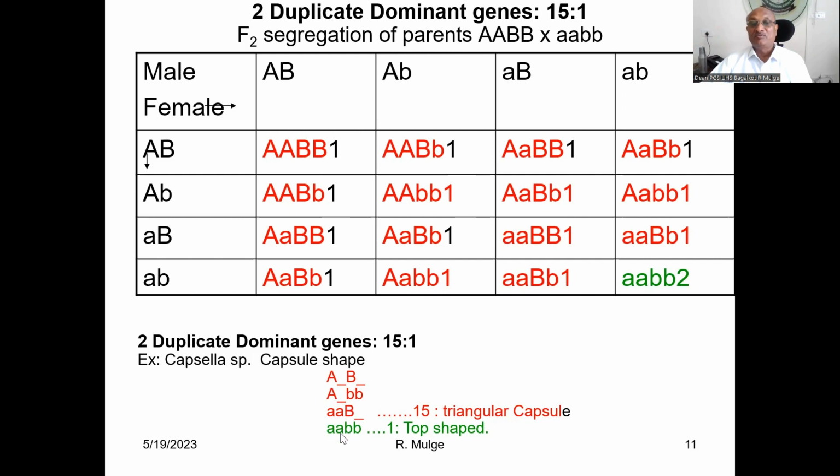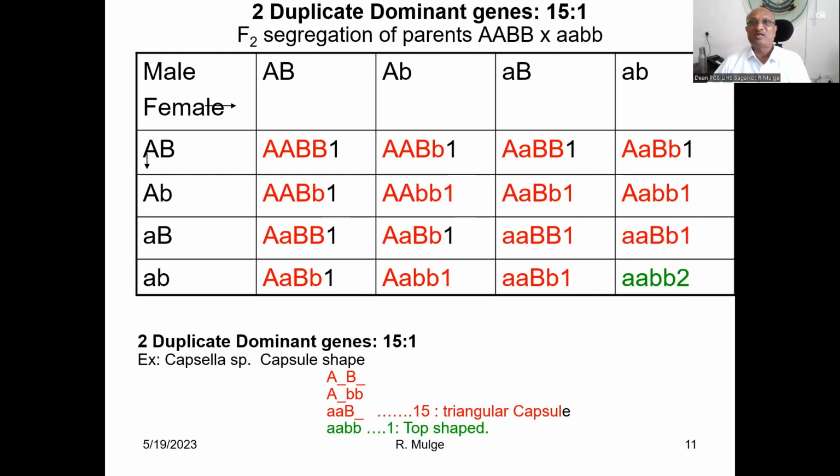So homozygous recessive of both genes only will get the top shape. This is a very rare genotype, right? The top-shaped capsule of the Capsella species. So that is the example for this duplicate dominant gene. What do you mean by the duplicate dominant genes? If either of the genes is having a dominant allele, they will give you one kind of phenotype. If both the genes are having recessive, then only you'll get the other.